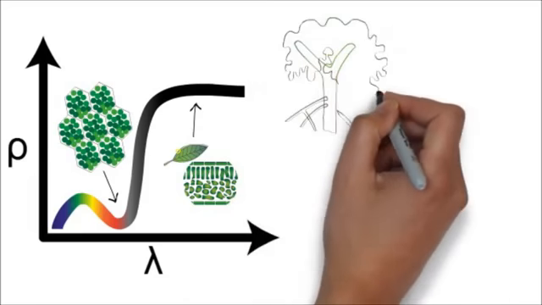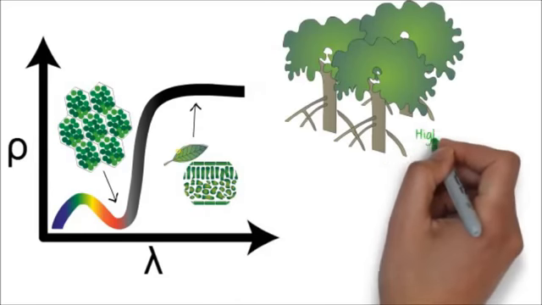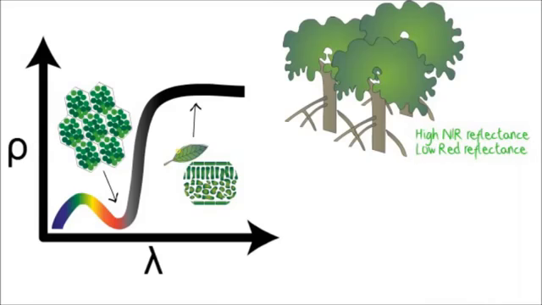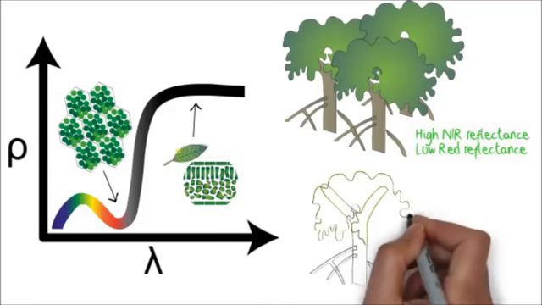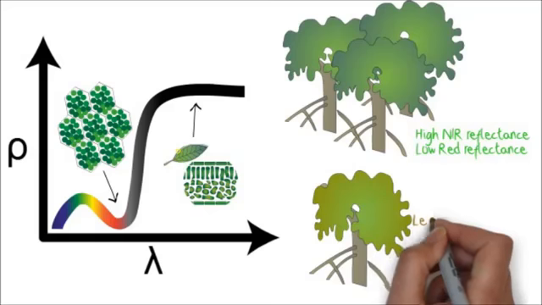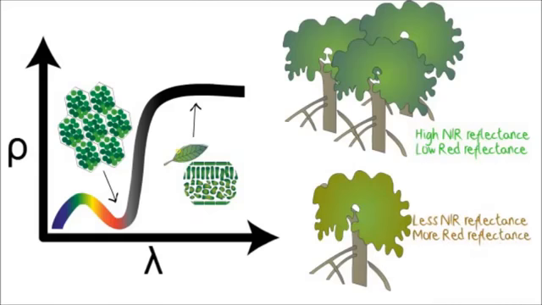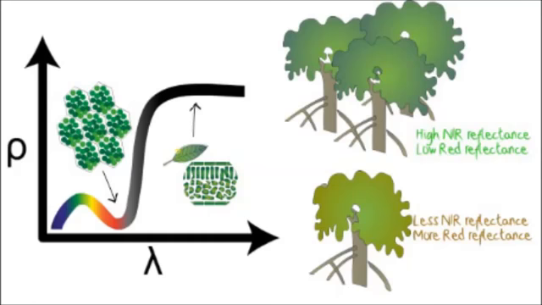In general, healthy and/or dense vegetation reflects a lot of near-infrared light, but very little red as it is absorbed instead. Conversely, when vegetation is sparse or not so healthy, we see a decrease in the near-infrared reflectance, but an increase in the red reflectance as there is less chlorophyll to absorb the red light.